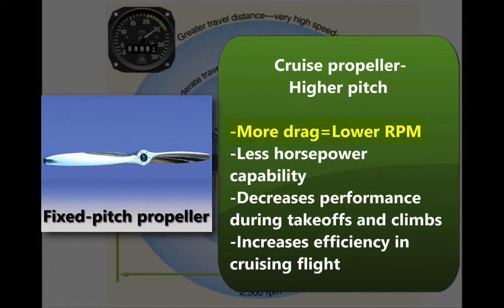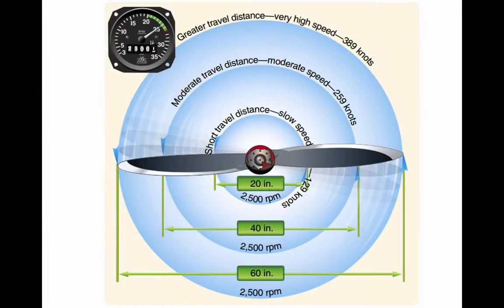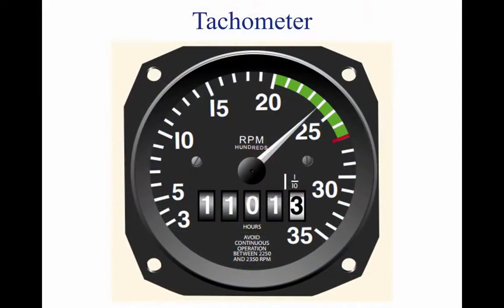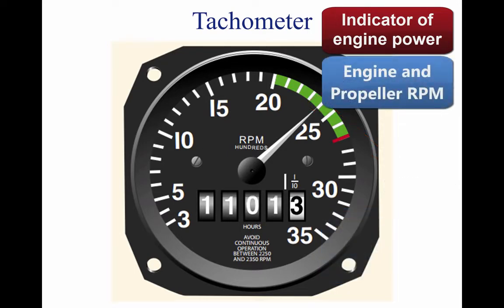More drag results in lower RPM and less horsepower capability, which decreases performance during takeoffs and climbs, but increases efficiency during cruising flight. The propeller is usually mounted on a shaft, which may be an extension of the engine crankshaft. In a fixed-pitch propeller, the tachometer is the indicator of engine power. A tachometer is calibrated in hundreds of RPM and gives a direct indication of the engine and propeller RPM.